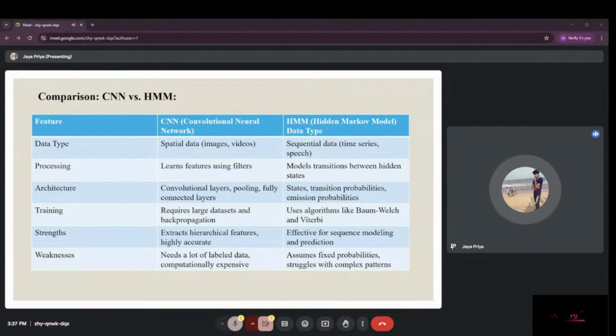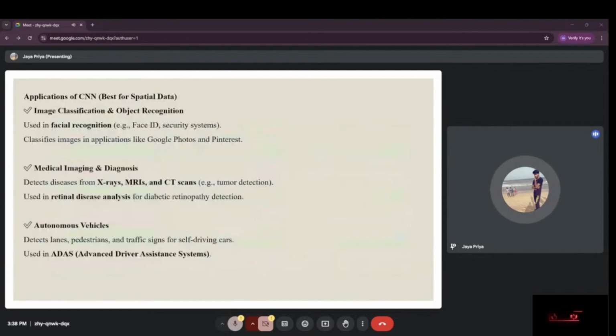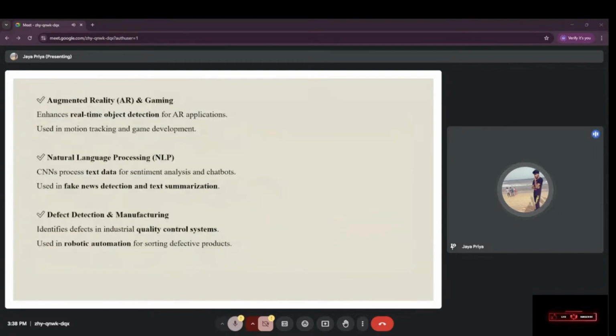Next is the strength of the convolutional neural network: it extracts features and is highly accurate. But the Hidden Markov model is effective for sequence modeling and prediction. The weakness of a CNN is that it needs a lot of labeled data and computational power. But the Hidden Markov model assumes fixed probabilities and struggles with complex patterns.